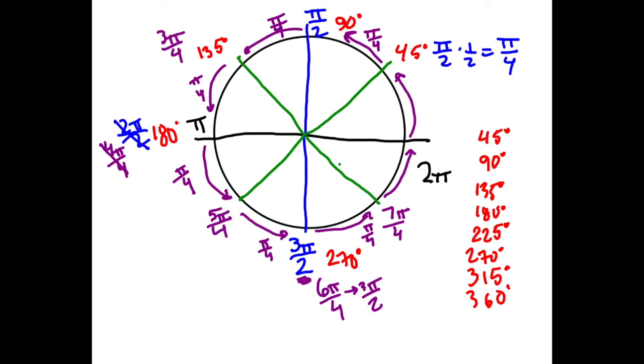Now let's see. Okay, look at our radians. What would they be? This we said was pi over 4. This would be pi over 2. This would be 3 pi over 4. This would be pi. This would be 5 pi over 4. This would be 3 pi over 2. This one would be 7 pi over 4. And this last one would be 2 pi.